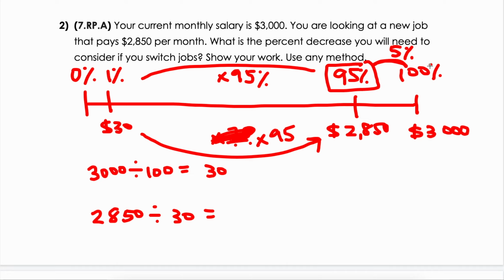So a little bit more complicated. In both method 1 and 2, you have to understand that your 95% is what it became after the decrease. So the decrease had to be 5%. If you subtract it from the beginning, then that just gets you your percent decrease.